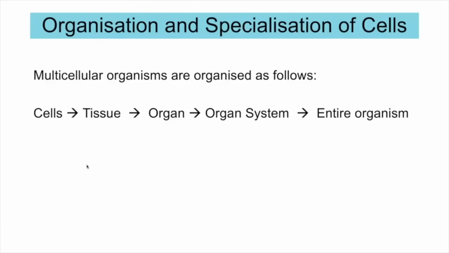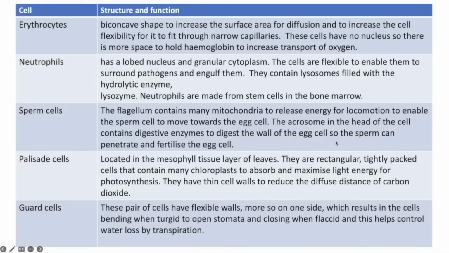We then move on to this idea of organisation, looking at specialised cells as well. Now, multicellular organisms are organised in the following way. Cells are the smallest structure, then we get tissues, organ systems, and those all work together to create the entire organism. Now, you do need to be aware of a selection of specialised cells.